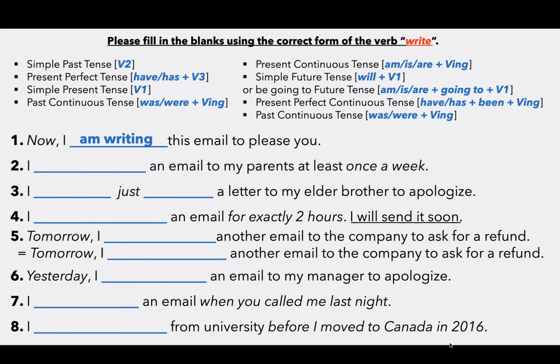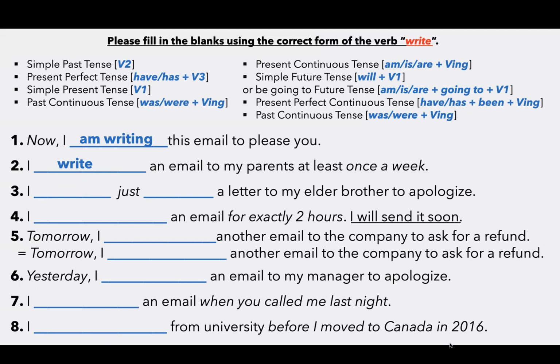Am writing. The second one, an email to my parents at least once a week. So here, once a week is a time expression. It suggests that it's a repeated action. It's kind of a habit. So this means it happens regularly. Once means one time. One time every week. So this is simple present tense. So what should you write here? I write an email. I write an email to my parents at least once a week. Simple present tense.